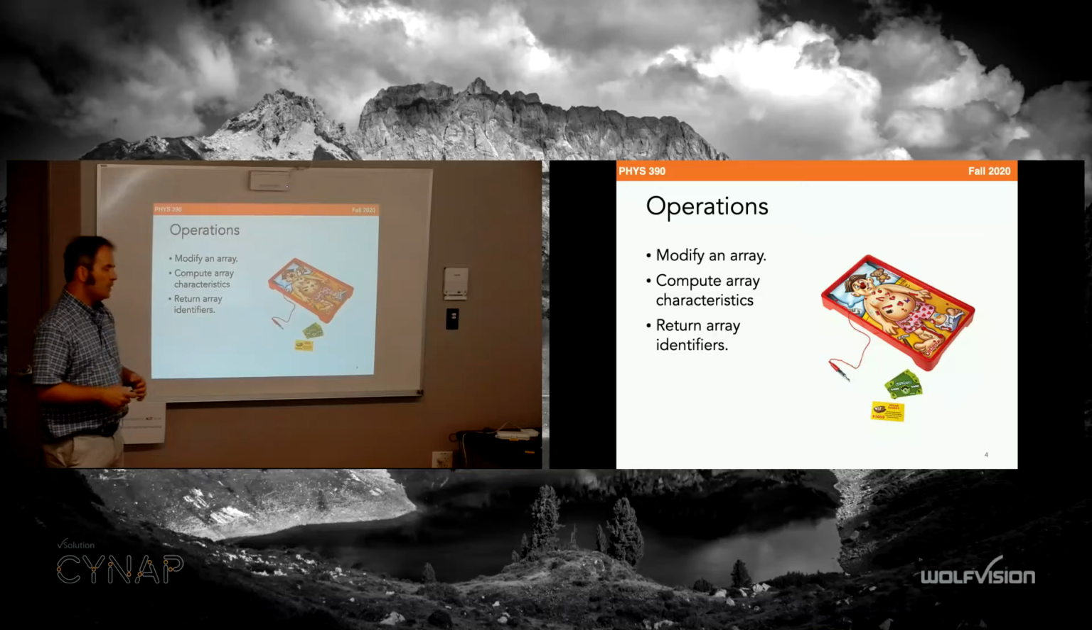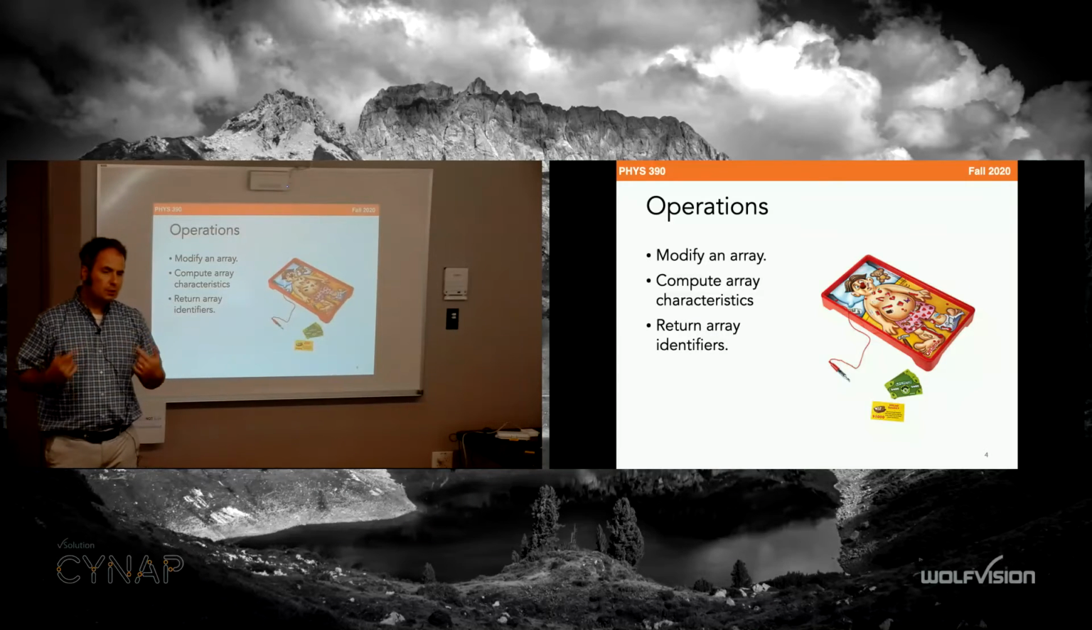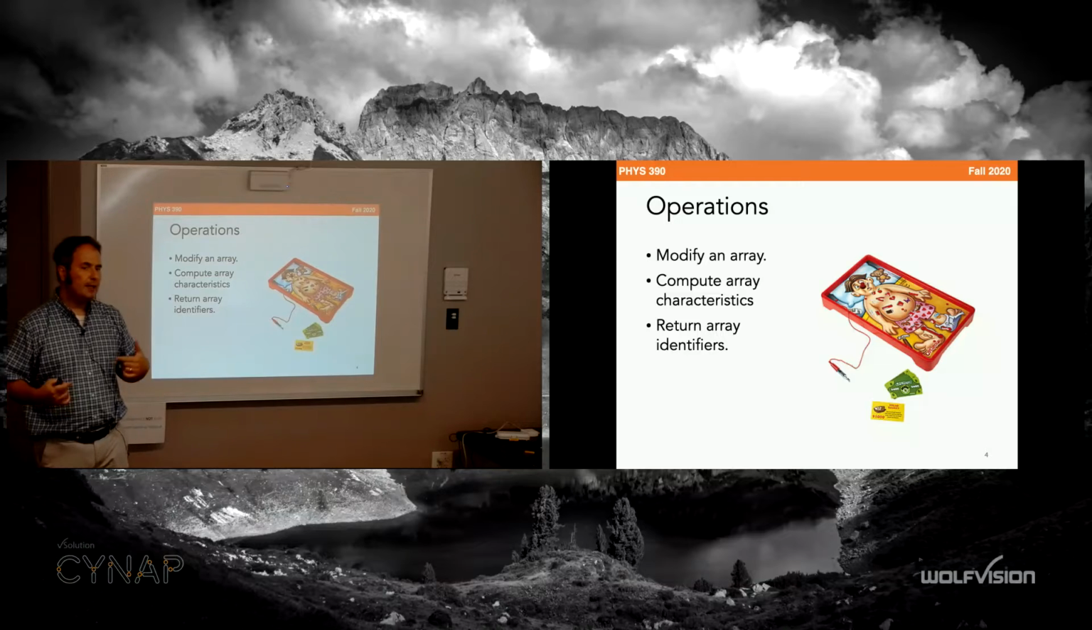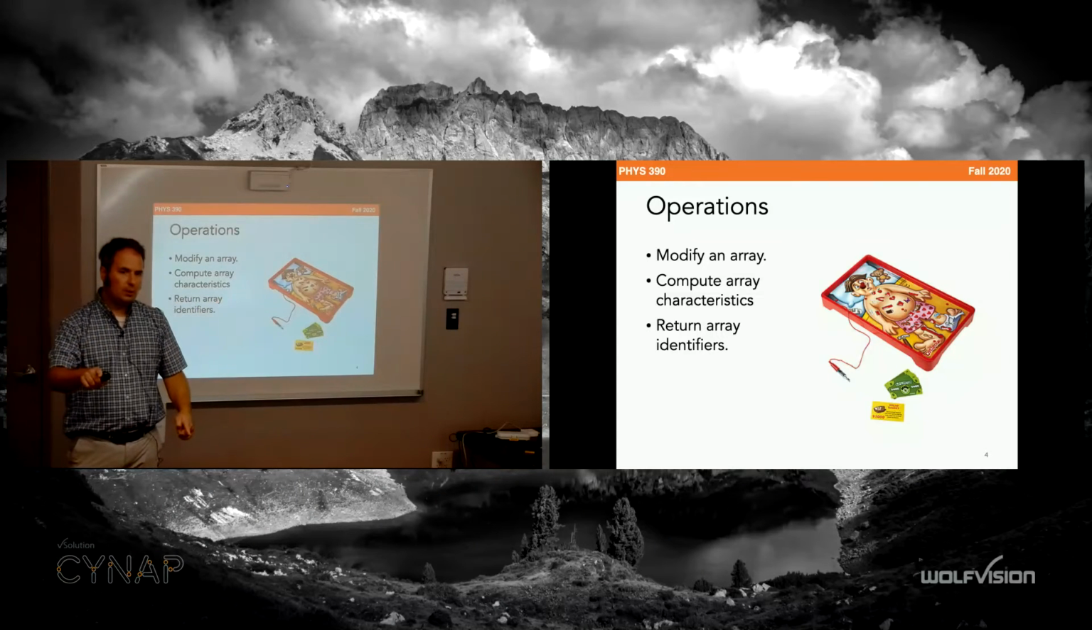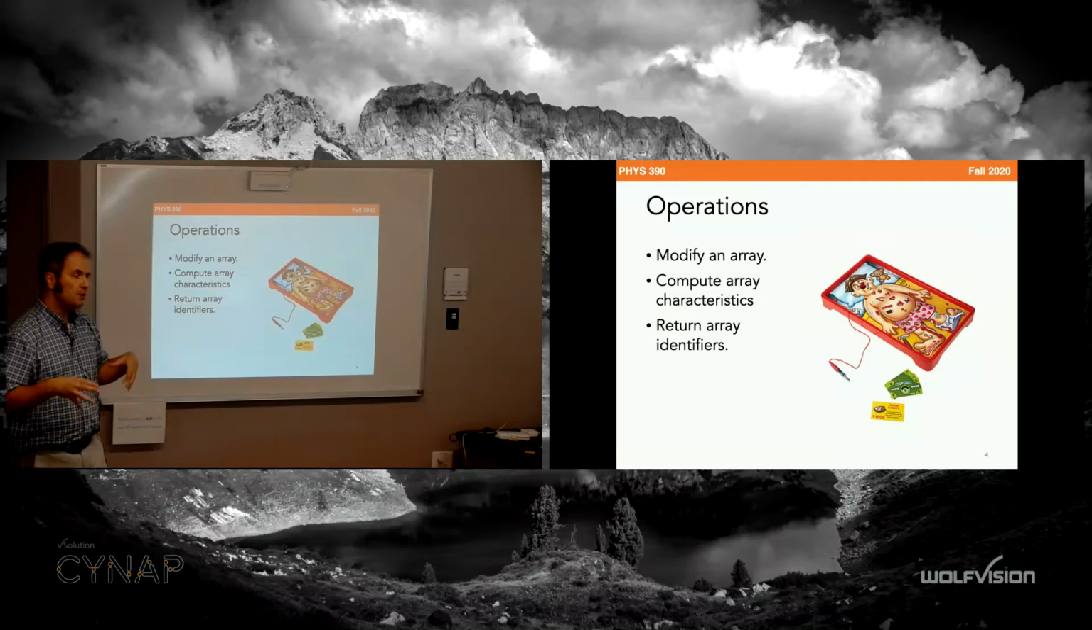So operations are to modify an array, to compute array's characteristics, or to return array identifiers. So you can do a computation and simply say, this is where this is true in your array. So it doesn't actually modify the array itself. It just returns an array with true and false statements. We saw this with NumPy where, for example.